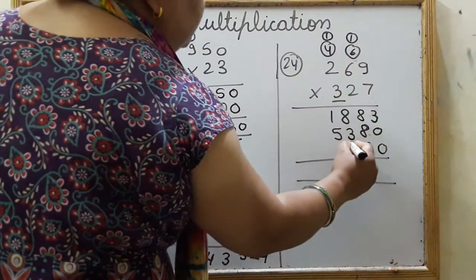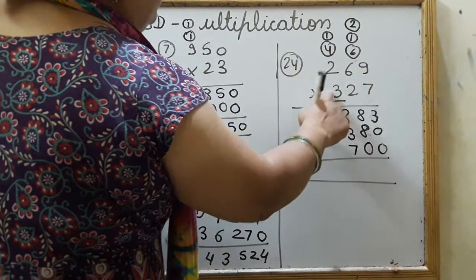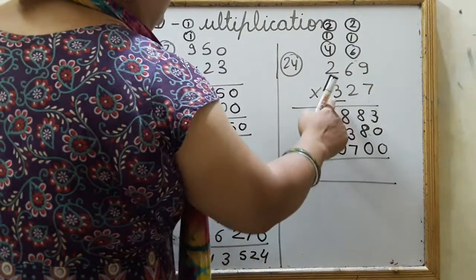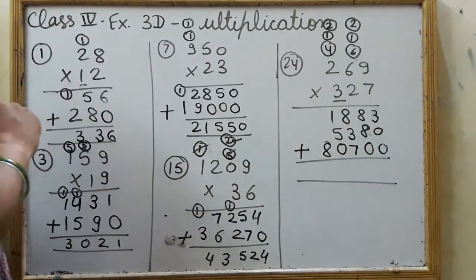3 9s are 27. 2 carry. Its carry goes on top. 3 6s are 18 plus 2, 20 and 2 carry, and then 3 2s are 6 and 2, 8. Now what to do?